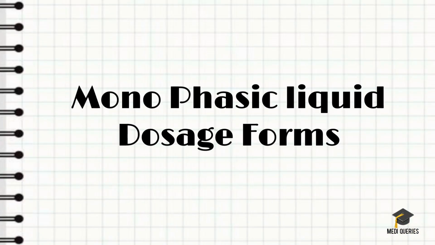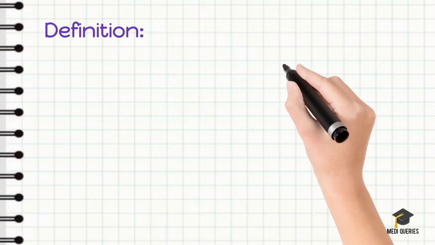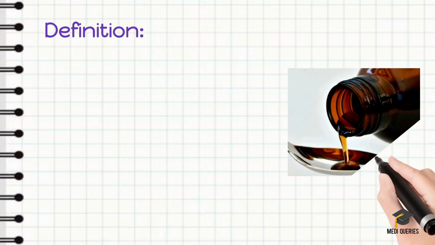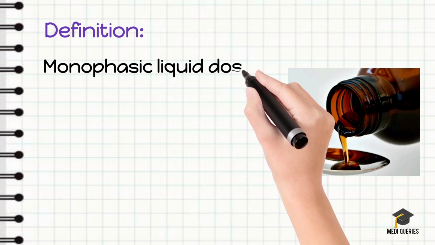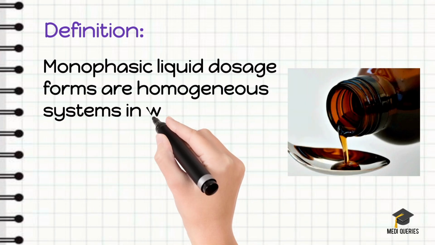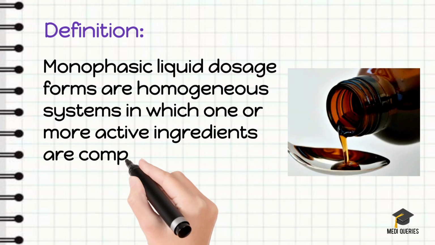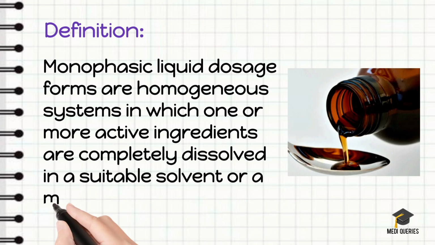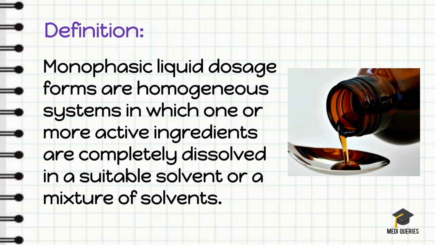Today in this video we are going to learn about the monophasic liquid dosage forms. What do these monophasic liquid dosage forms mean? These are the liquid dosage forms which are homogeneous in nature, in which one or more active ingredients are completely dissolved in a suitable solvent or a mixture of solvents.